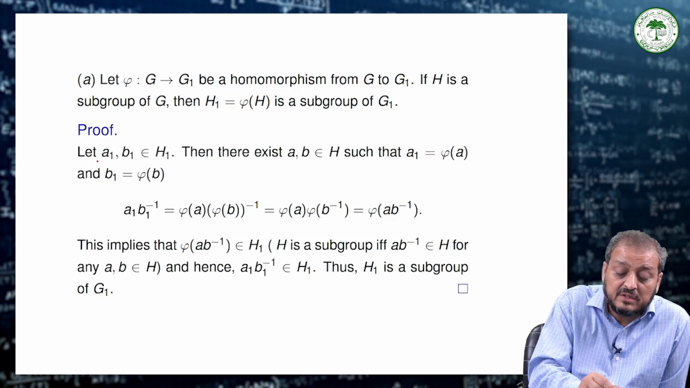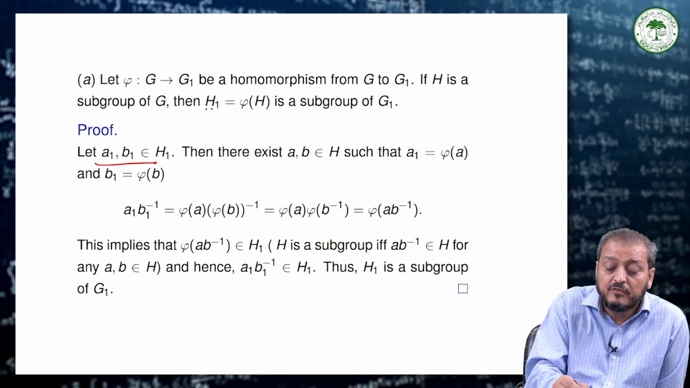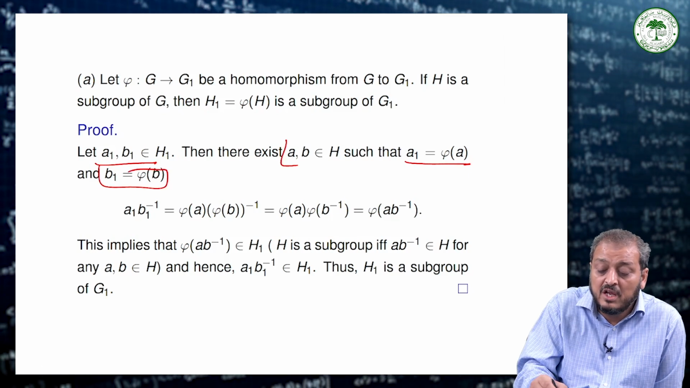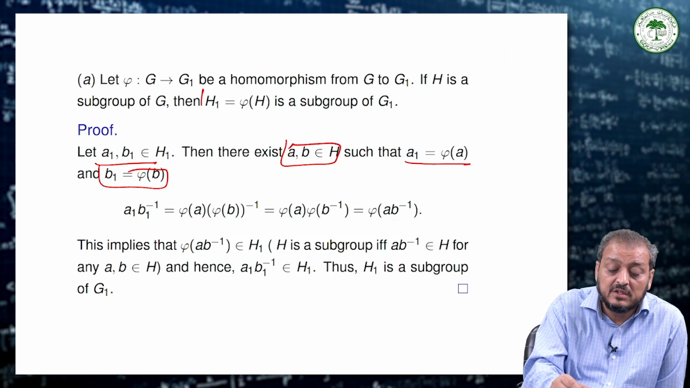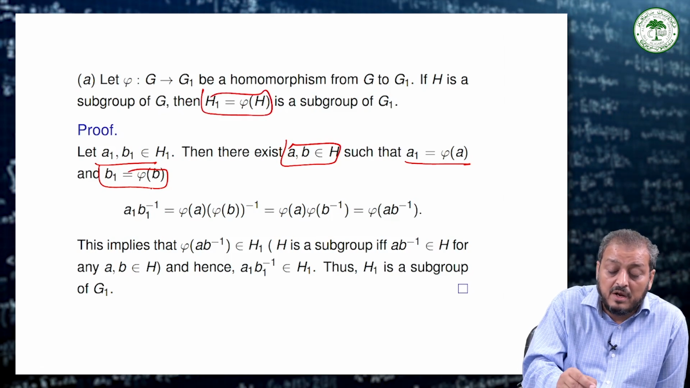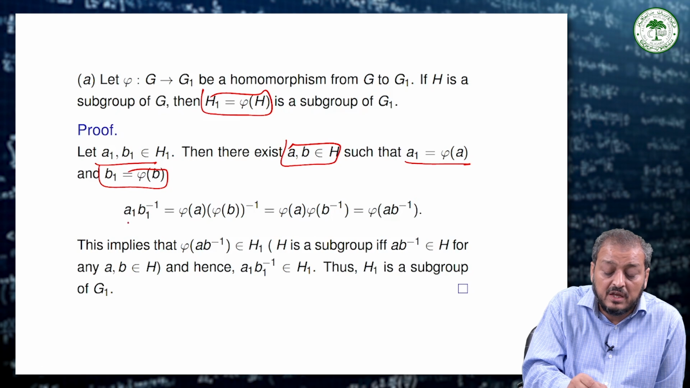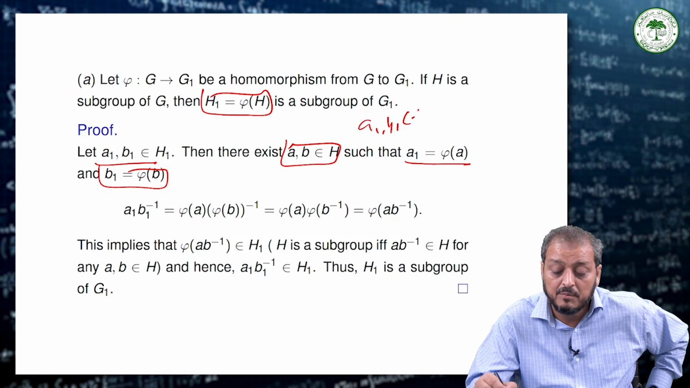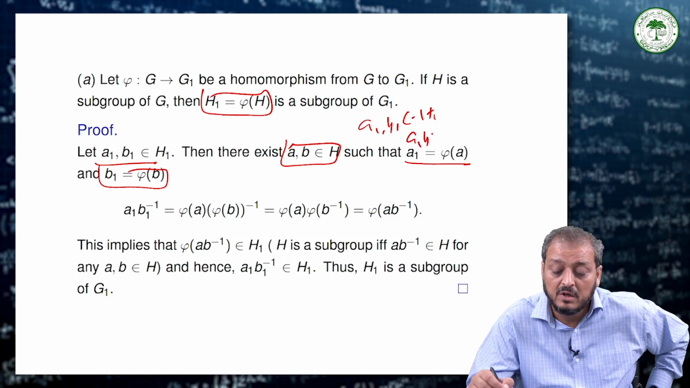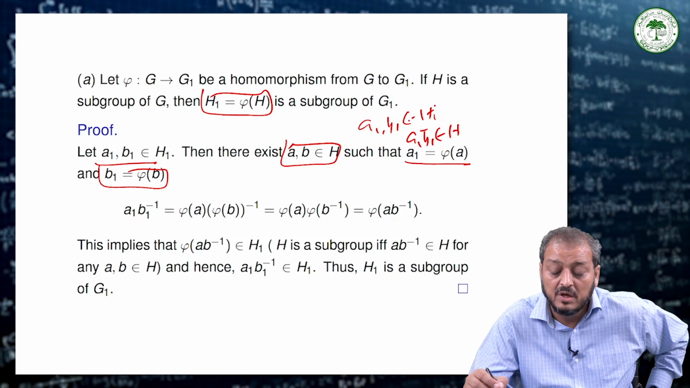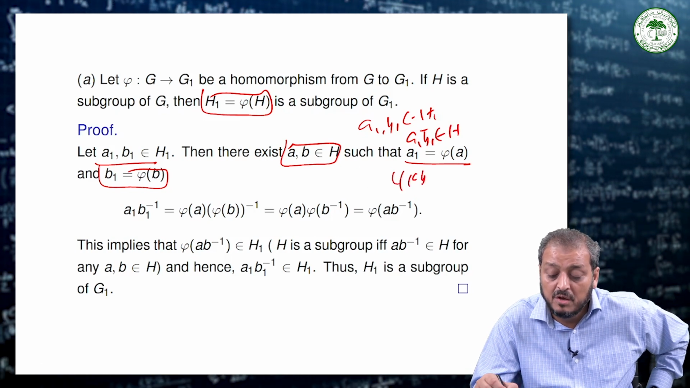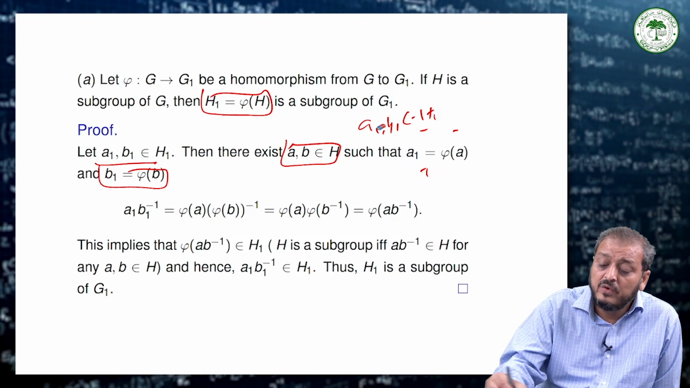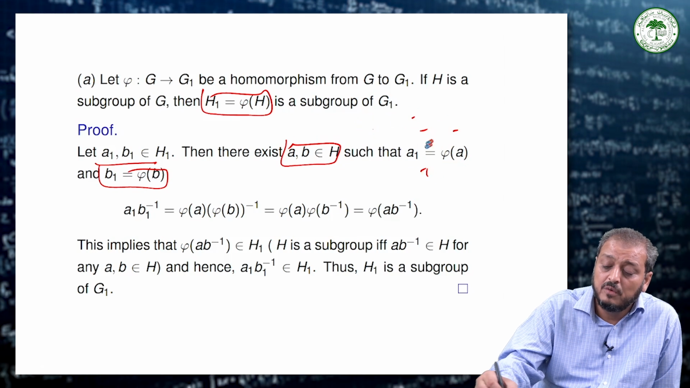So, let a1 and b1 be elements of H1. This means a1 is equal to phi of a and b1 is equal to phi of b, where a and b are elements of H. By this property, we can say that a1 b1 inverse is also an element of H1, which means we have to show that phi of a b inverse is an element of H1. So, we try to prove it in this form.